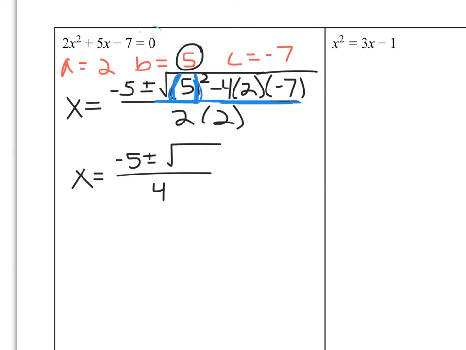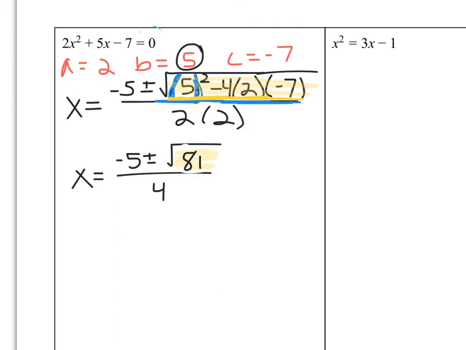So we're going to type everything in the radical, but not the square root, into our calculator. So parentheses 5, close your parentheses, squared, minus 4 times 2 times -7. When I simplify this whole thing under the square root, it all comes down to being 81.